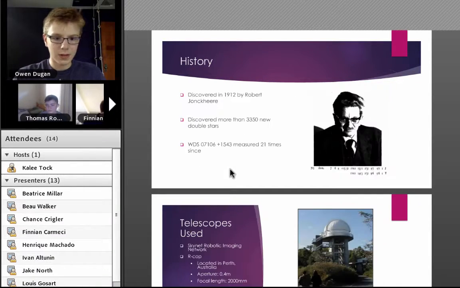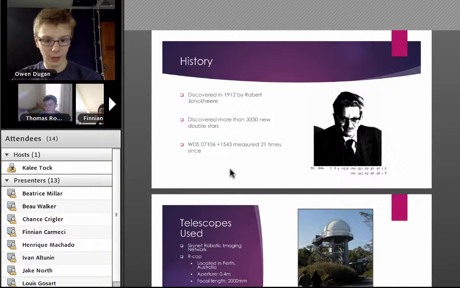Some history on our double star. It was discovered in 1912 by Robert Jean Carré, a French astronomer, who discovered more than 3,350 new double stars during his lifetime. And our star has been measured 21 times since, including our measurement.